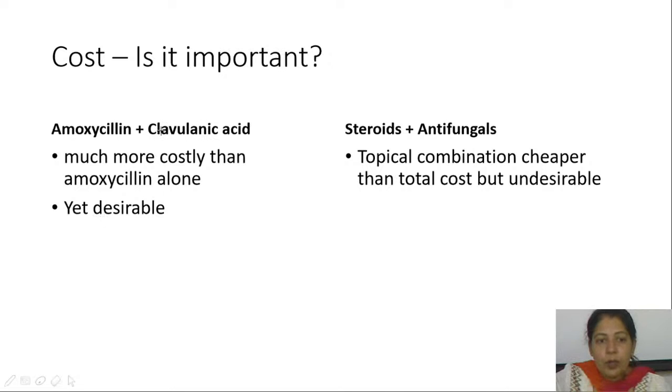Why? Because amoxicillin alone, a lot of bacteria are resistant to the penicillin group because they develop penicillinase enzymes. Clavulanic acid inhibits that enzyme, making the bacteria susceptible to amoxicillin again, which means you don't need to go into reserve drugs like linezolid, right? So the old drug still becomes relevant. So that's how it is a desirable combination.